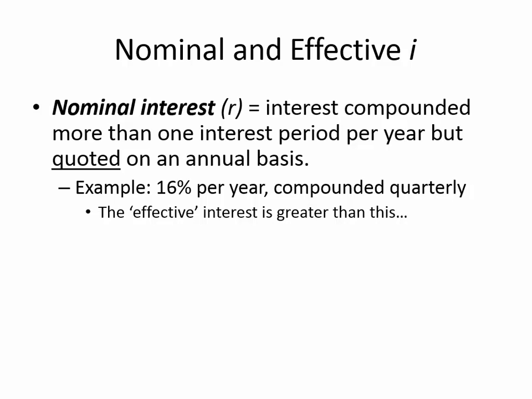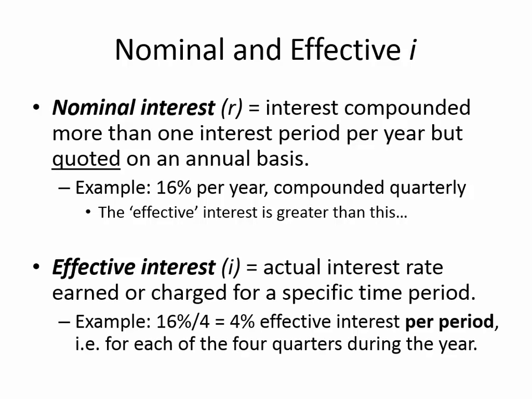Nominal interest is when the interest is compounded more than once per year. I just mentioned sometimes the banks will compound monthly. So let's just consider quarterly. Quarterly means every 3 months, 4 times per year, once per quarter. If you had a bank that is charging 16% per year, but it compounds quarterly, then the effective interest rate is going to be greater than that, because the 4% per period is going to earn interest as well. It's not just the principal, but you're paying interest on interest.